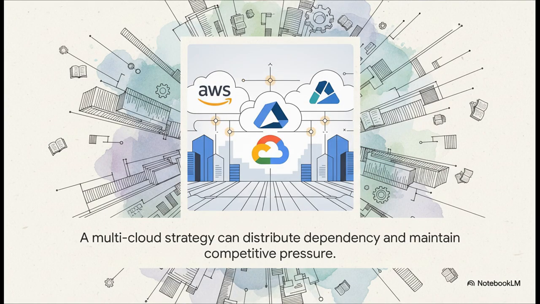And this is what that looks like in the real world. Doing things like adopting a multi-cloud strategy or using open source software, those aren't just technical choices. They are powerful business strategies. They're designed to spread your risk around and make sure that no single vendor ever has you over a barrel.